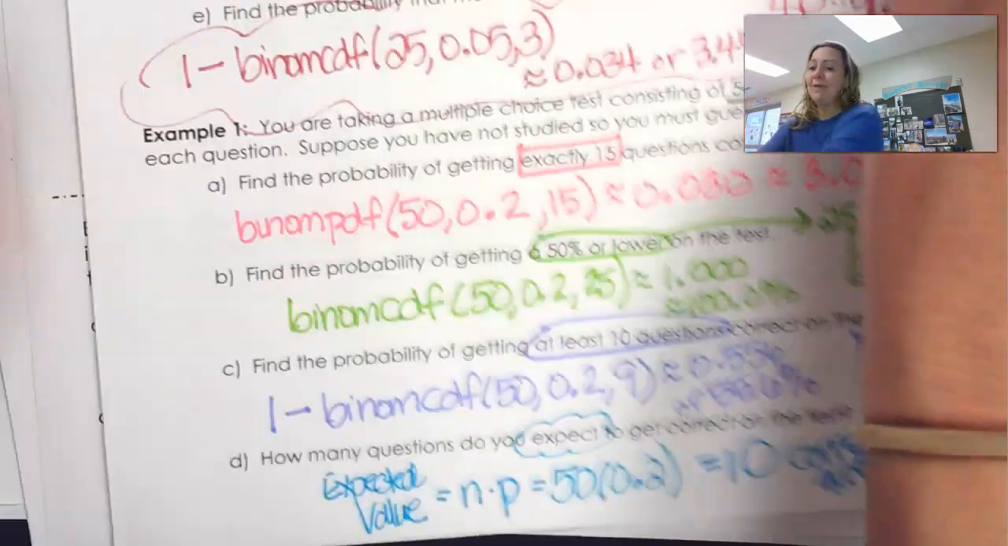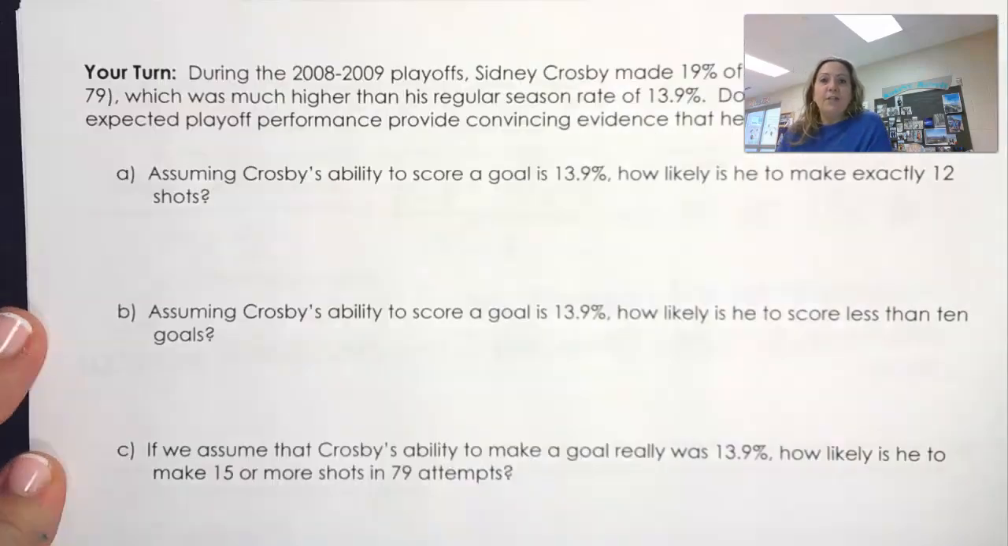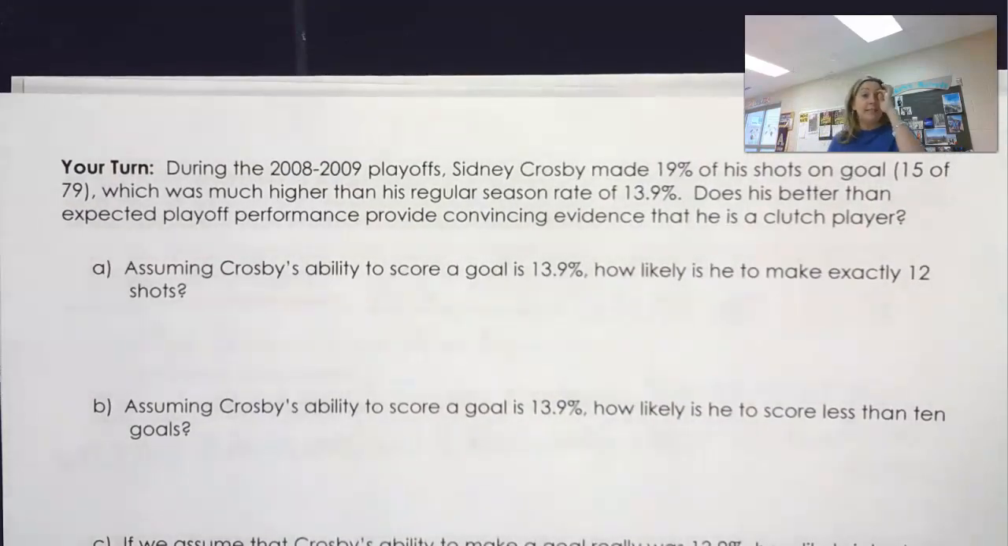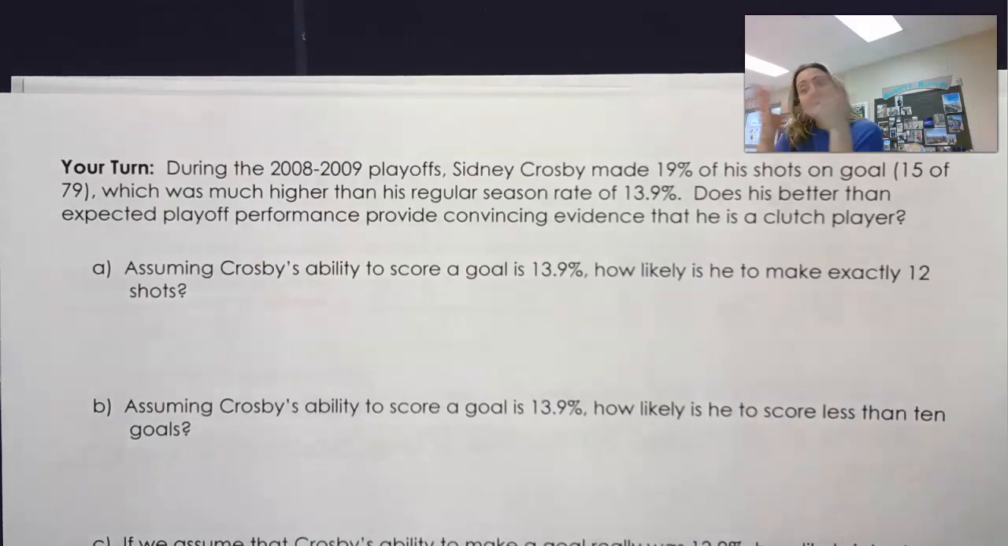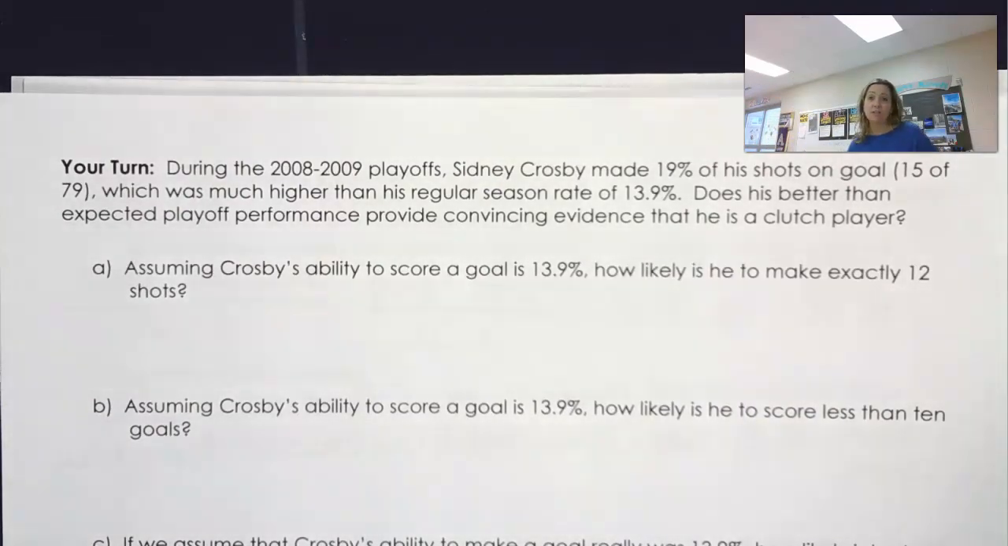Okay. So now here's an opportunity just to practice a little bit. So this says that during the 2008-2009 playoffs, Sidney Crosby made 19% of his shots on goal, which was 15 of 79, which was much higher than his regular season rate of 13.9%. Does his better than expected playoff performance provide convincing evidence that he's a clutch player?